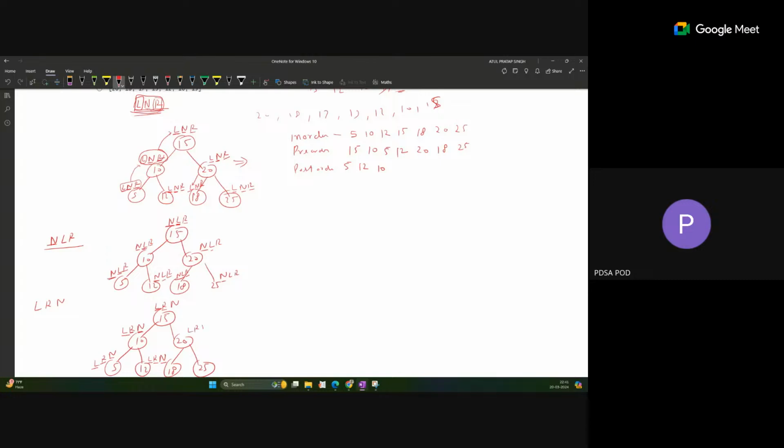So L, R, N. Now move to the left. So L, R, N. No L, no R. 18 will be printed. Okay, and now this L is completed. Move to the R. So L, R, N. No left, no right, 25 will be printed. And then this part is done. So right is done and 20 will be printed. Now this part is completed. So now this N will be performed. 15 will be printed. Okay, so this is the post-order. In post-order, we will always get the root node at the last place.